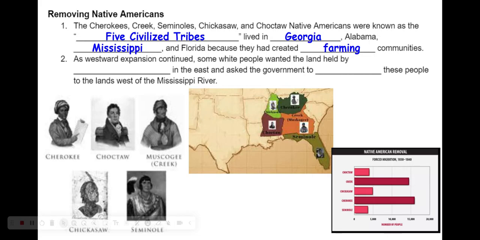So, as westward expansion continued, some white people wanted the land held by the Native Americans in the East, and asked the government to relocate these people to lands west of the Mississippi River, thinking that for a time that would not be an issue for some folks.